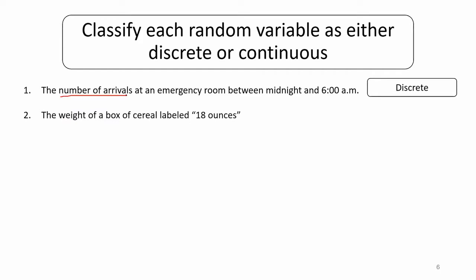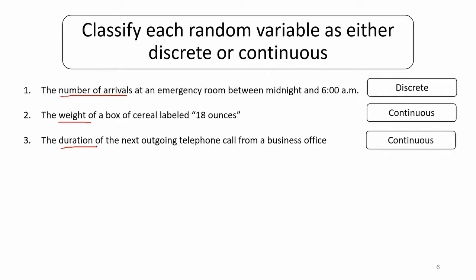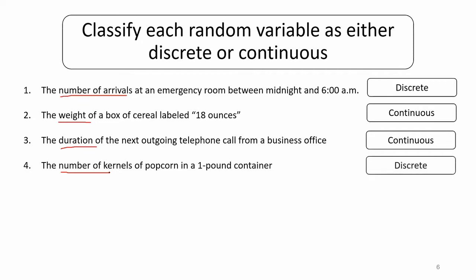Then the second one, the weight of a box of cereal labeled 18 ounces. It's talking about a weight, so it arises from a measuring process. Hence, it is continuous. The third one, the duration of the next outgoing telephone call from a business office. What are they talking about? They're talking about time, duration. So that is also continuous. The fourth example, the number of kernels of popcorn in a 1 pound container. It arises from a counting process, number of kernels, so it's discrete.